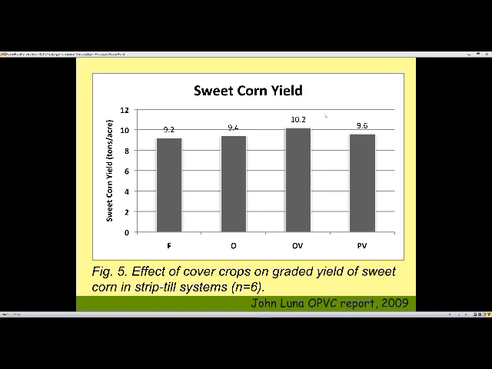So it is possible that as we move forward and try to look at how to best implement oats or an oat vetch mixture into these rotational systems, we can actually design a system that does generate increased productivity. So I'm going to move now into talking about 2 excellent examples of cover crop suppression utilizing hairy vetch.